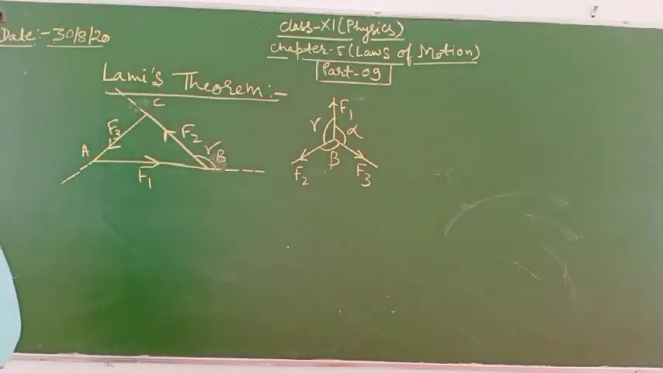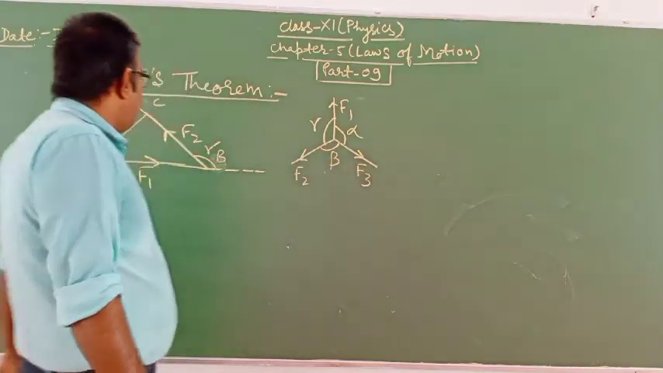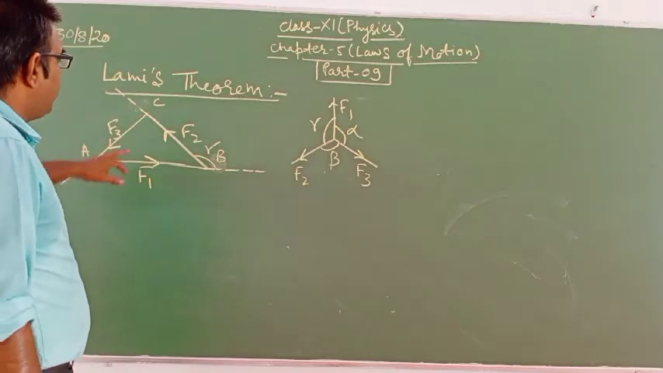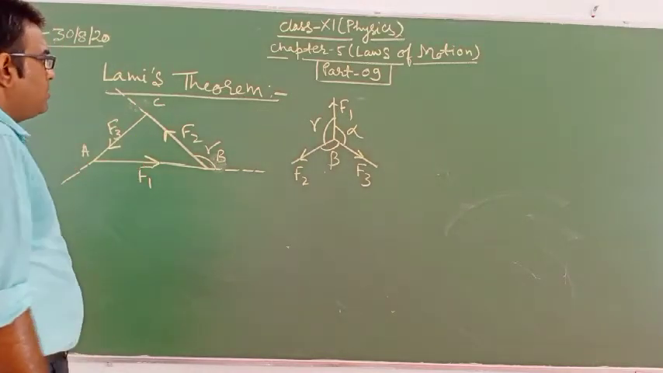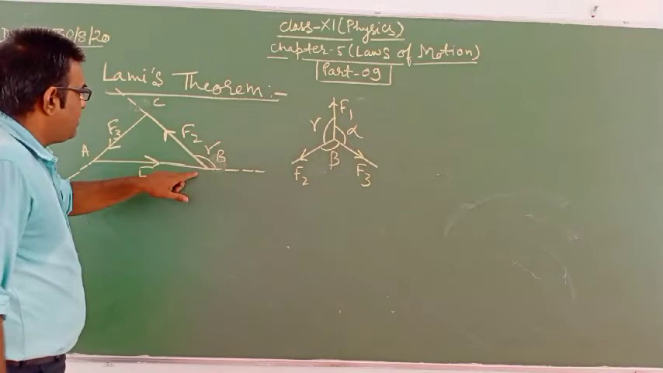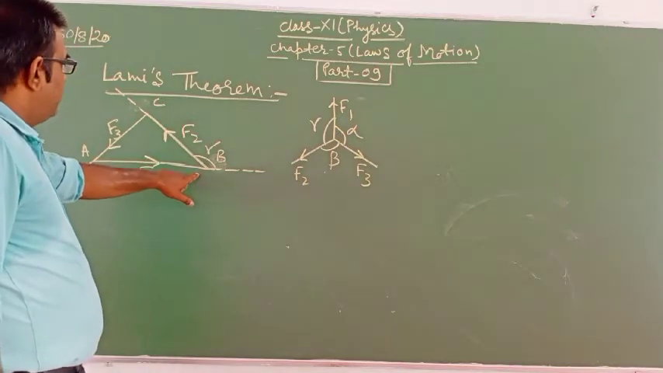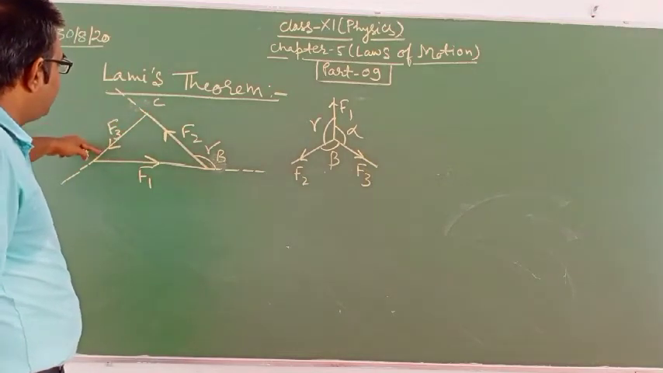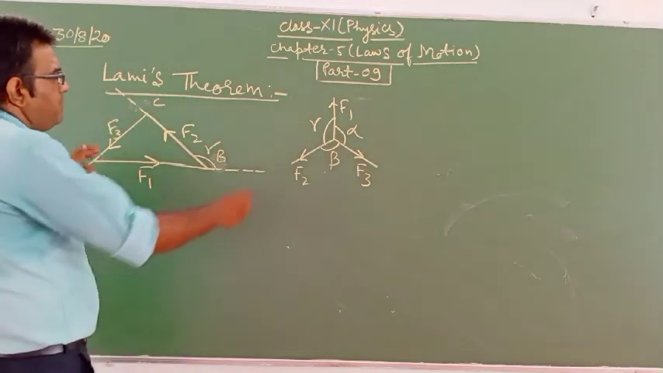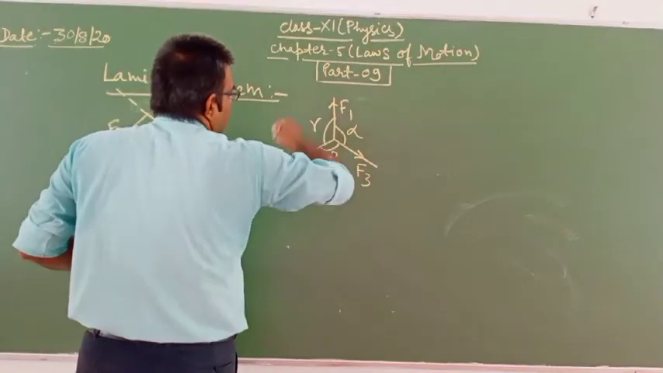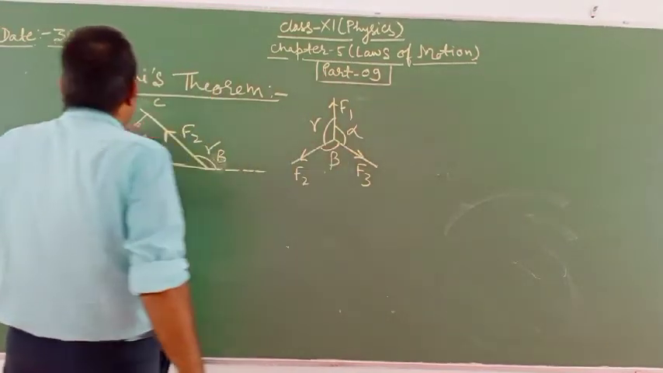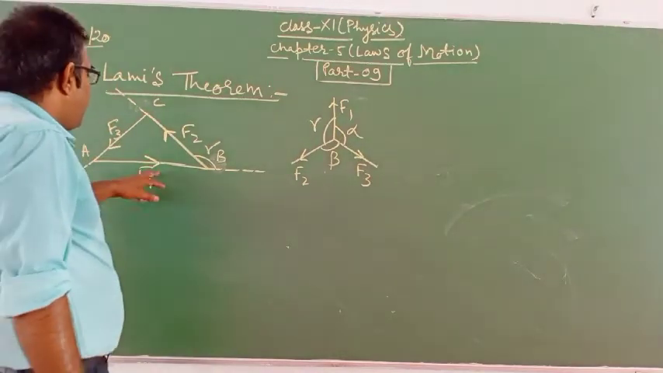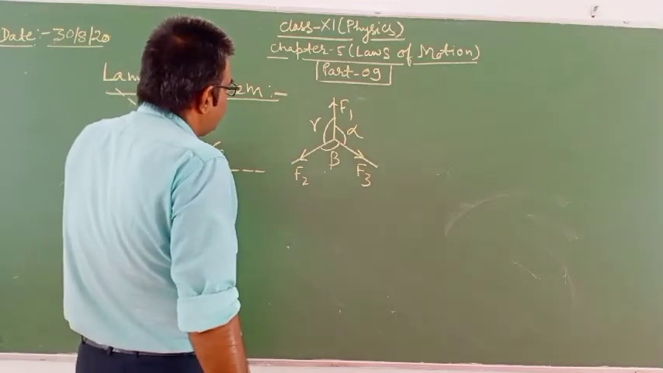If F1, F2 and F3 are in equilibrium, then they can be represented by the sides of a triangle taken in the same order. So we have drawn this side as F1, this side as F2, and this side as F3, representing these forces in equilibrium by the closed sides of the triangle. Now look here, F1 is in this direction and F2 is in this direction.